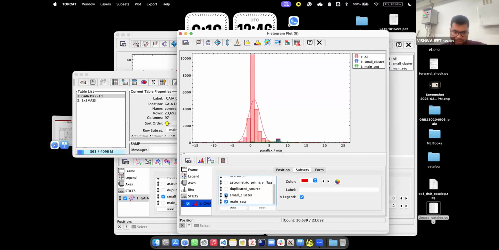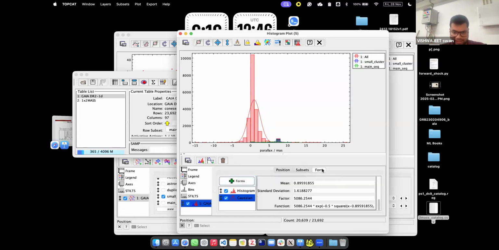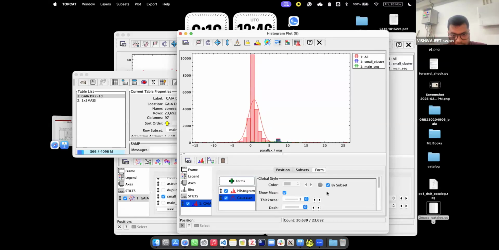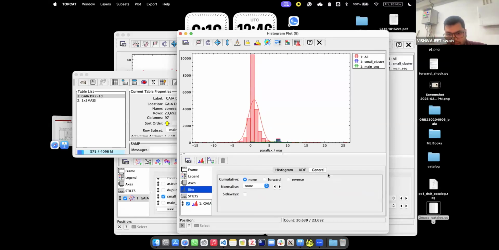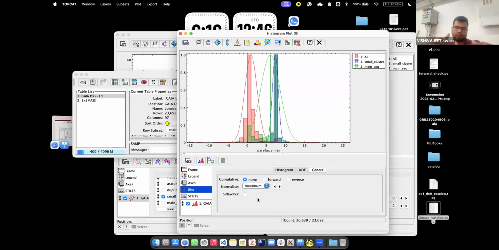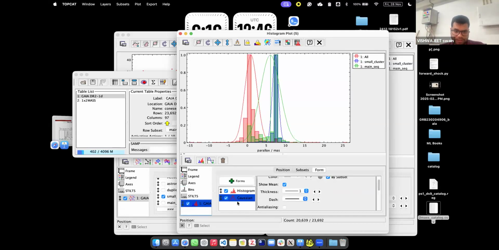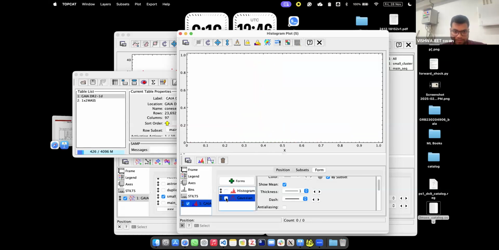So let's say we have different histograms over there, but they're showing over the main histogram. So you can normalize it basically. I guess normalization can go from bins. Yes, in the bins, you can normalize it to the maximum. So you can see here that all the plots are now showing at the same level. It's normalized from 0 to 1, and then you can see each plot one by one.